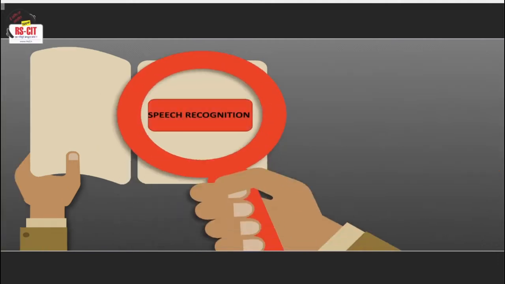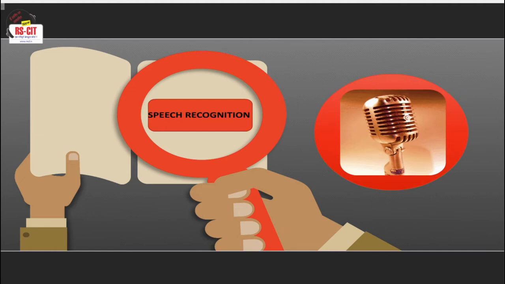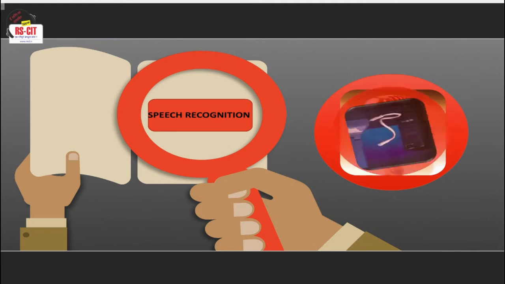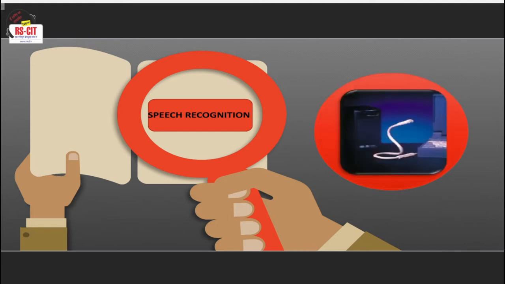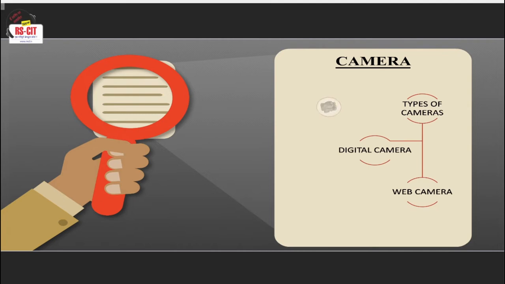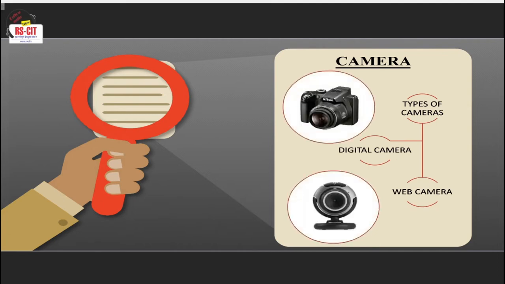Speech recognition is a type of input in which the computer recognizes words spoken into a microphone. Latest technology uses continuous speech recognition, where the user does not have to pause between words. Basically, there are two types of cameras: digital camera and web camera. Let's discuss these cameras.